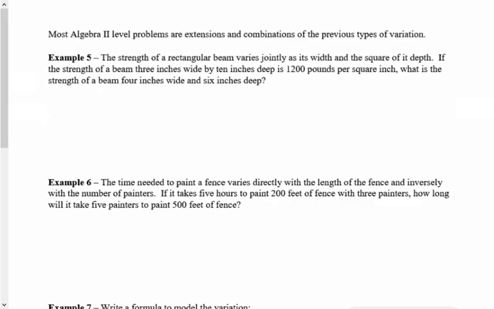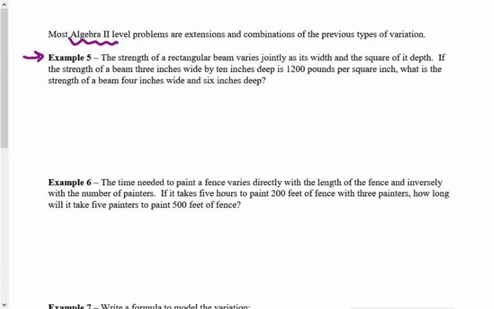So again, that was really an Algebra 1 problem. You did inverse variation there. Most of our Algebra 2 level problems are really joint variations, or extensions and combinations of the previous types of variation. So let's look at example 5. It says, the strength of a rectangular beam varies jointly as the width and the square of the depth.